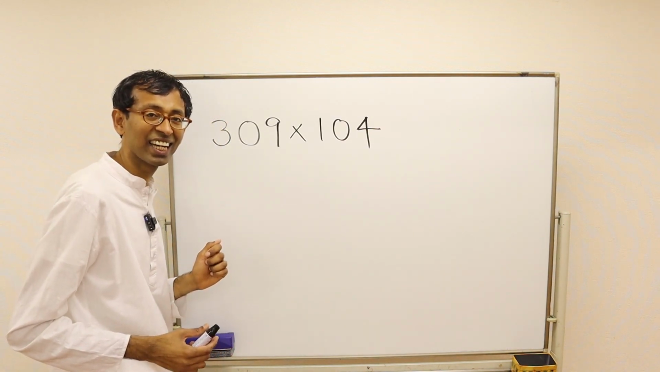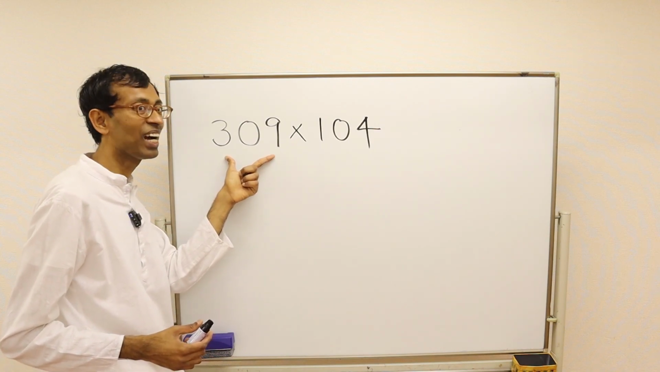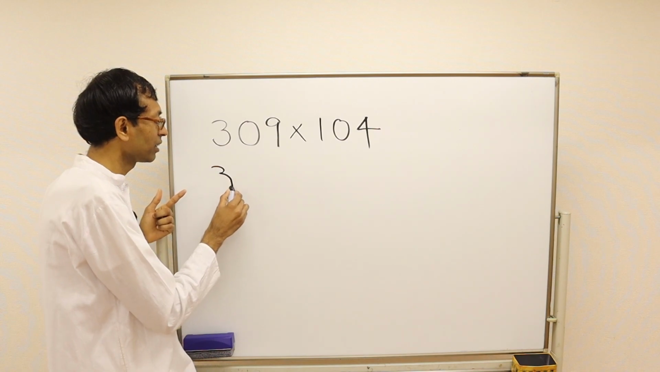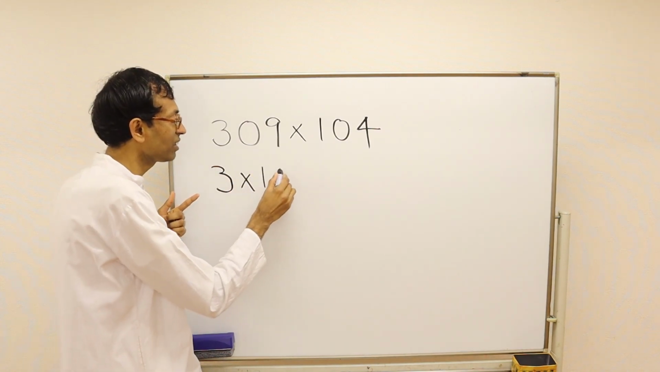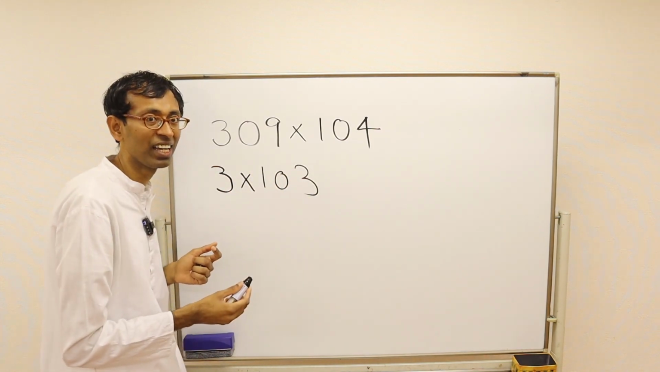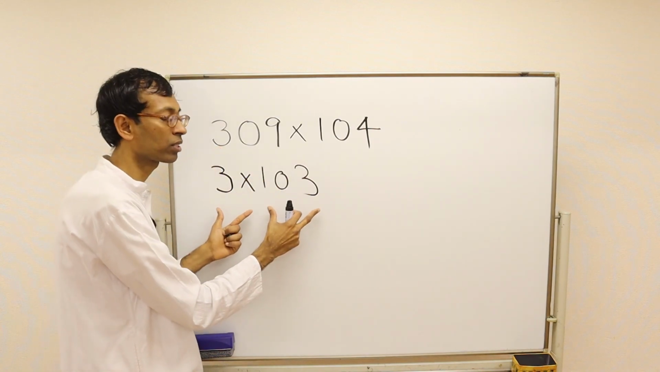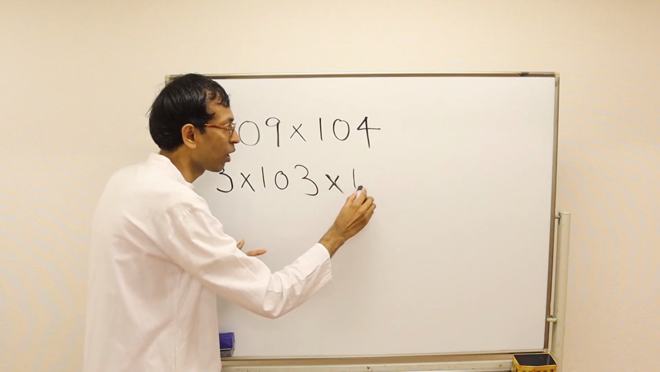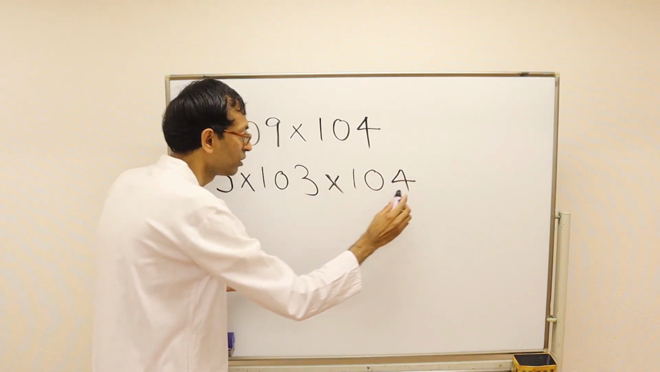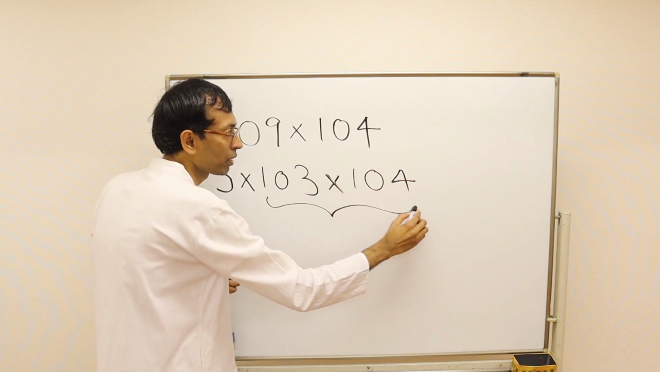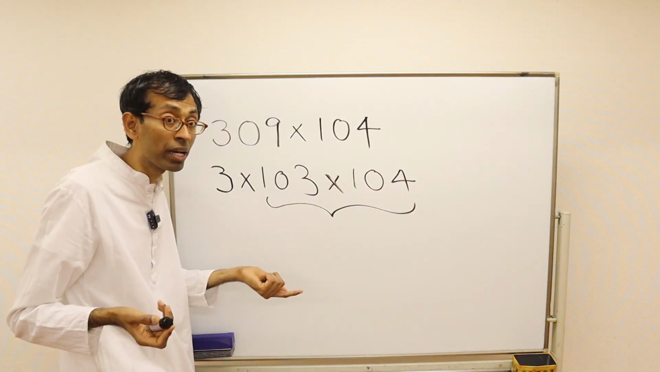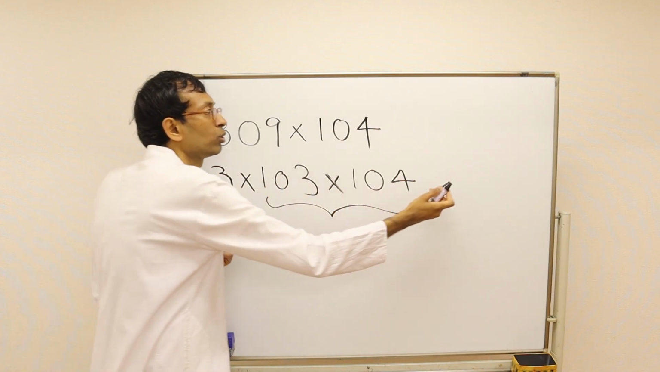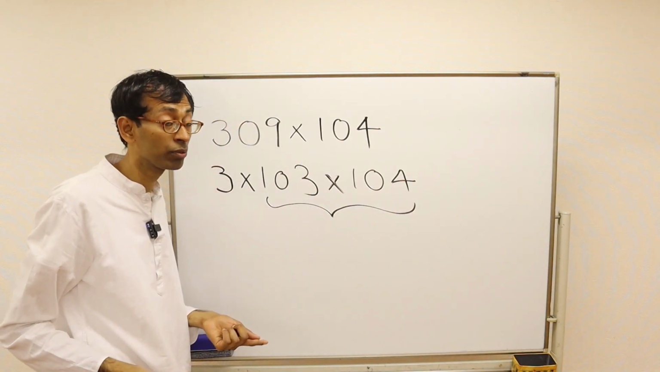Did you get it? Actually, this 309, you can change it into 3 times 103. You can represent this number as a product of these two numbers. And if you see now, you can do this multiplication very easily using the regular base multiplication and then you multiply the answer by 3 to get the final answer. Now pause the video and try yourself.